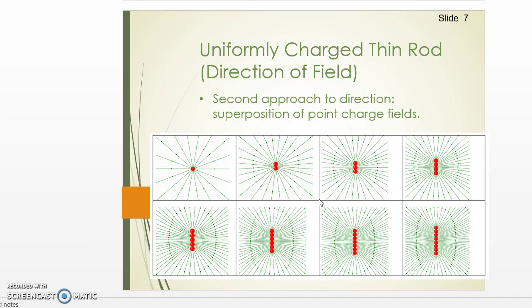The second approach is one suggested by Matt a couple of weeks ago, and that is to use the electric field software and gradually build up our thin rod of charge as a series of point charges. We can see progressively how the field lines become more and more parallel near the center of the rod the more charges we include. And that's a very nice approach.